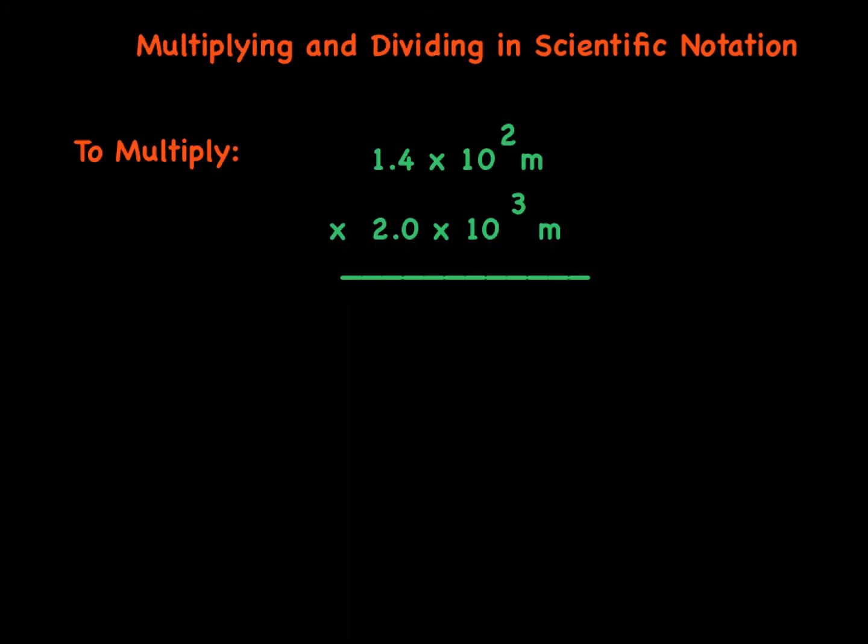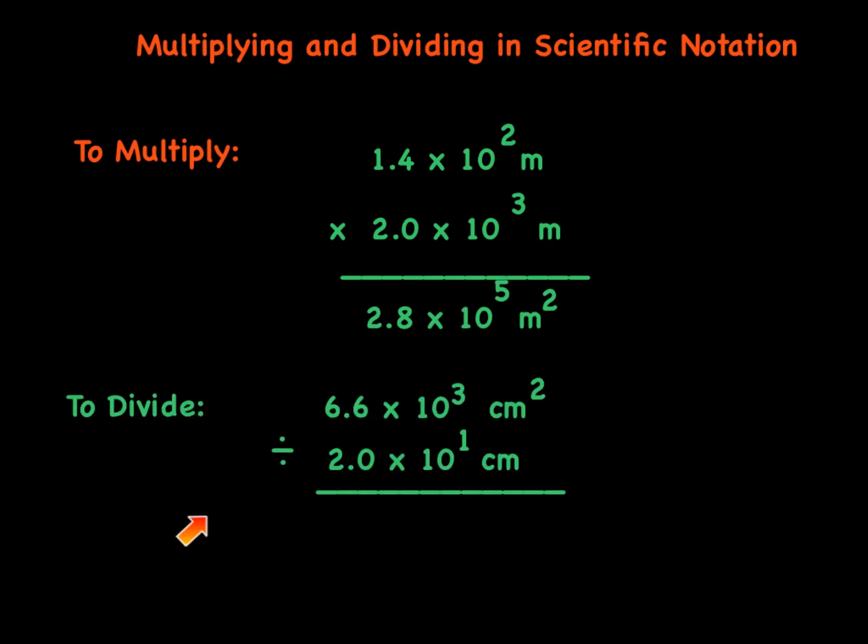Now to multiply in scientific notation, what we would do is multiply our m values and add our exponents, giving us 2.8 times 10 to the 5th meters squared. And to divide in scientific notation, we would just divide our m values and subtract our exponents, giving us 3.3 times 10 to the 2nd centimeters.